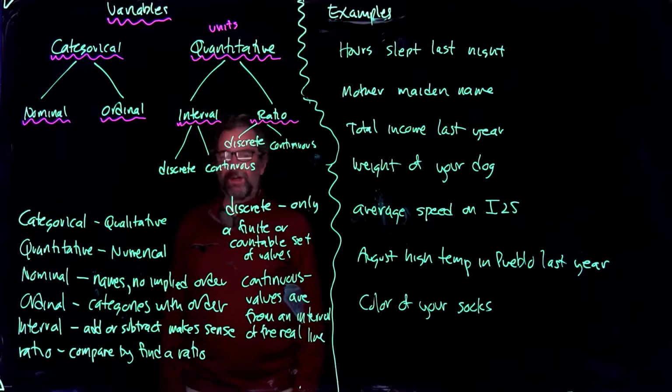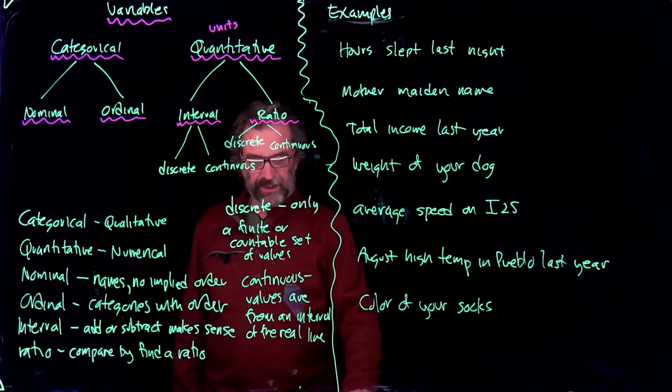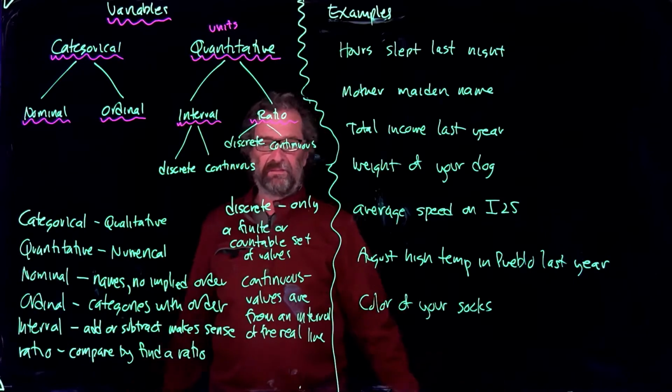So you're talking about how tall someone is. Someone can be half as tall as someone else. The ratio makes sense because 0 represents no height. So for ratio quantitative variables, typically 0 has meaning none.